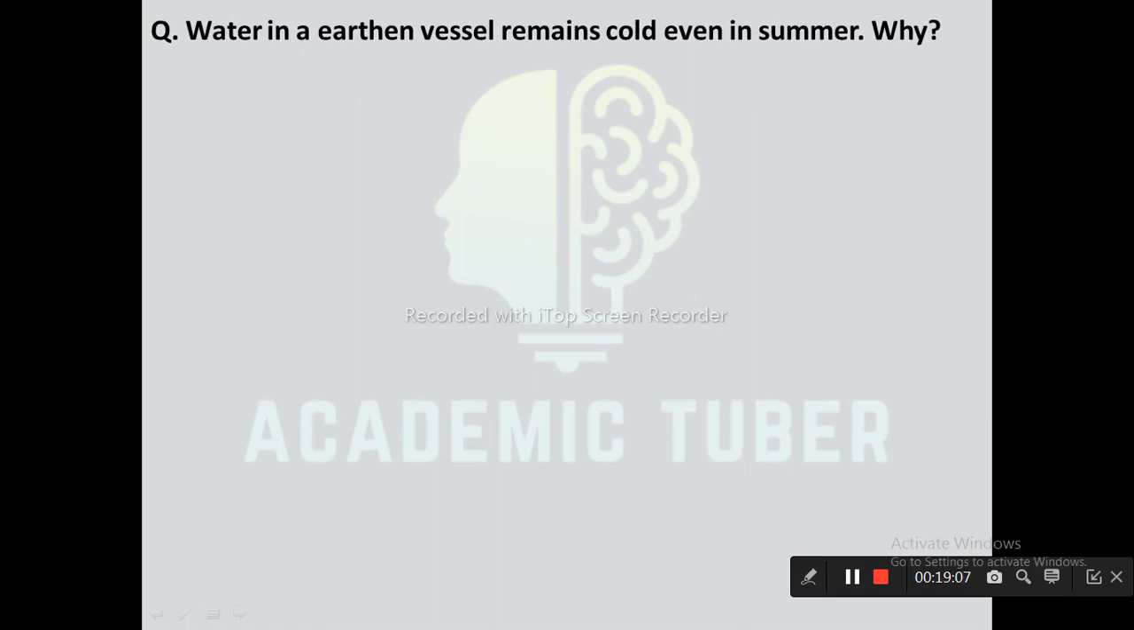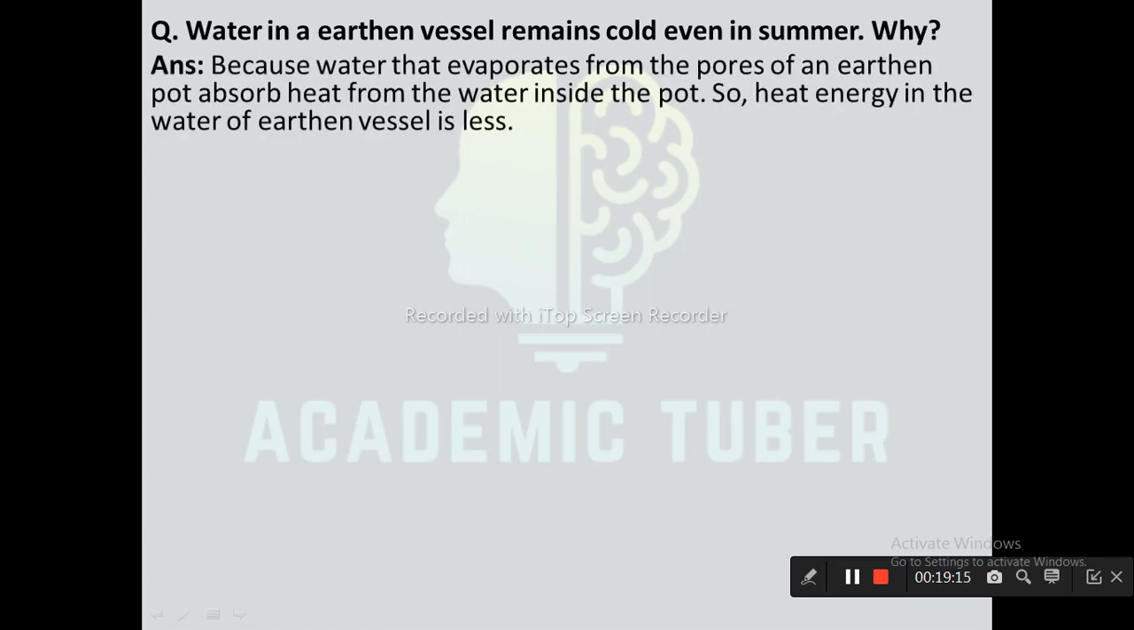So here are a few reasoning questions related with this unit. Water in the earthen vessels remain cold even in summer. Why? Because water that evaporates from the pores of an earthen pot absorbs heat from the water inside the pot. So heat energy in the water of earthen vessel is less.